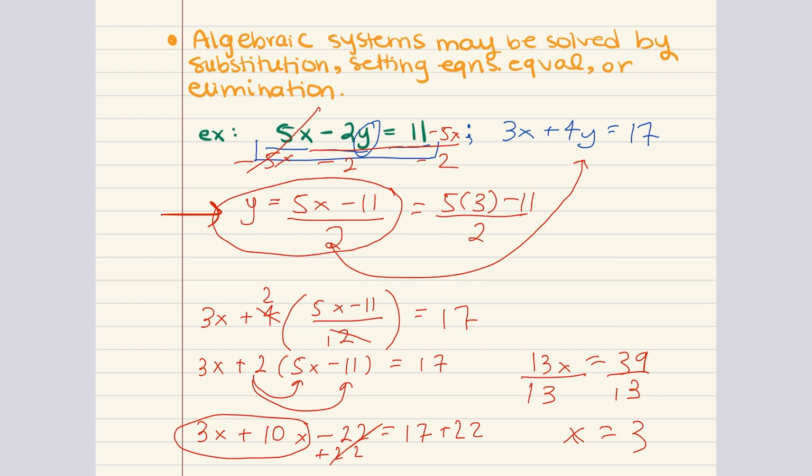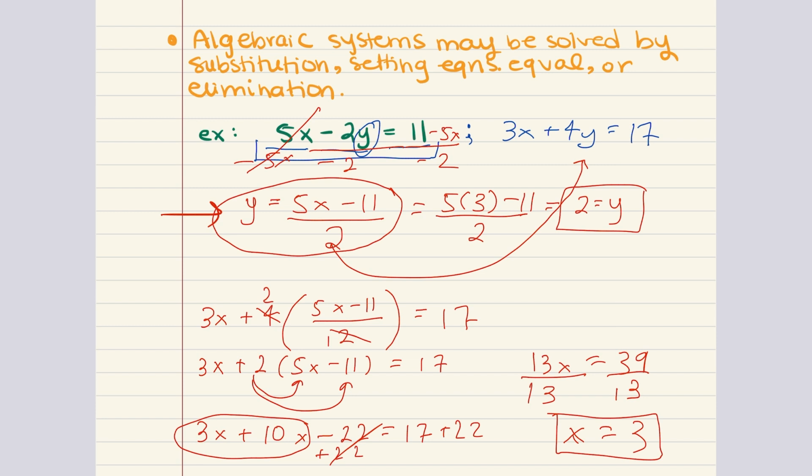This is 15 minus 11, which is 4. 4 divided by 2 is 2. So y is equal to 2 and x is equal to 3. So this is how we use substitution to solve for our two variables using the two equations we're given.